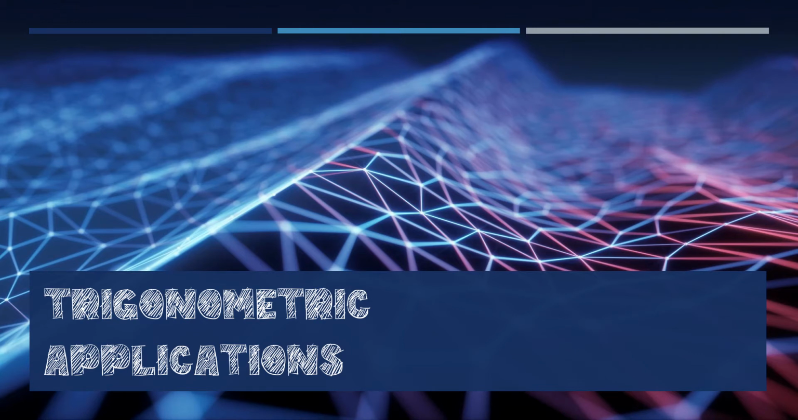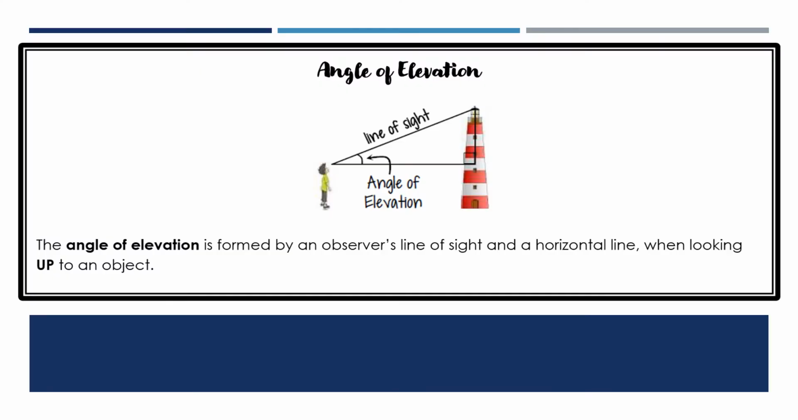Let's take a look at how trig ratios can be used in applications. The two main uses are for the angle of elevation, also known as the angle of inclination, and the angle of depression. So let's start with the angle of elevation.